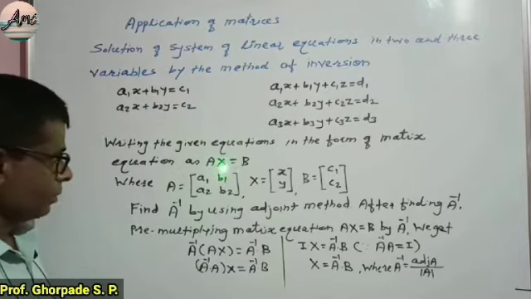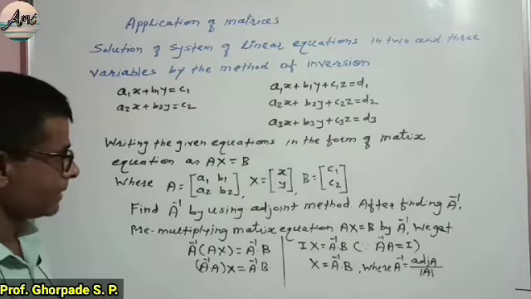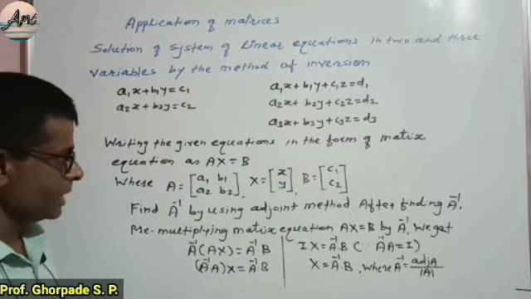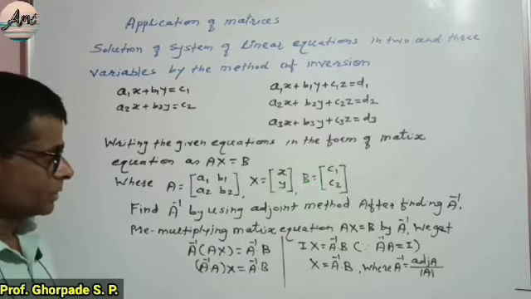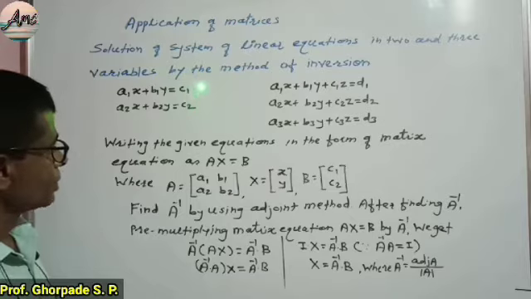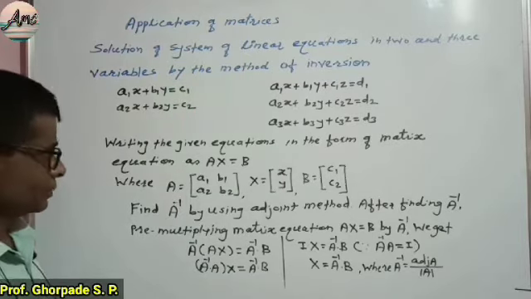And X is the column matrix consisting of the unknown terms x and y. And B is also a column matrix whose elements are nothing but the constant terms which are present in the right hand side of the given equations.